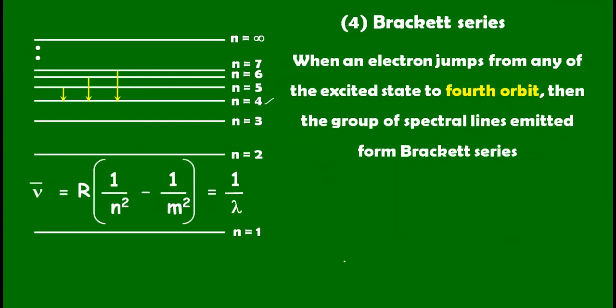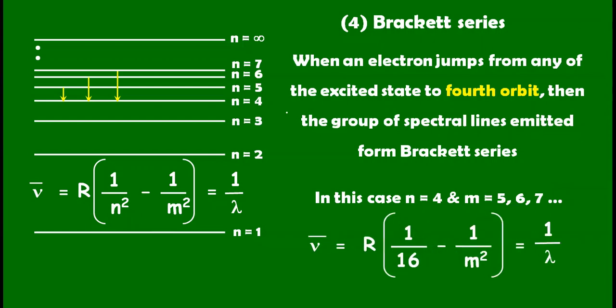So, nu bar equals R into 1 by n square minus 1 by m square, which is equal to 1 by lambda. So n refers to the lower value of principal quantum number, and m refers to the higher value of principal quantum number. So here n is equal to 4 and m is equal to 5, 6, 7, 8, etc. Substituting the value of n in the expression, I get nu bar equals R into 1 by 4 square, that is nothing but 16, minus 1 by m square, which is equal to 1 by lambda.